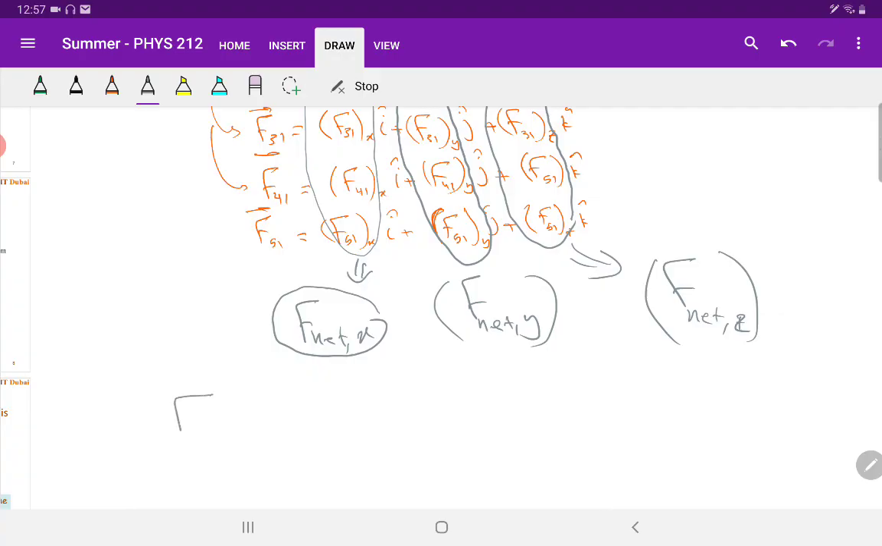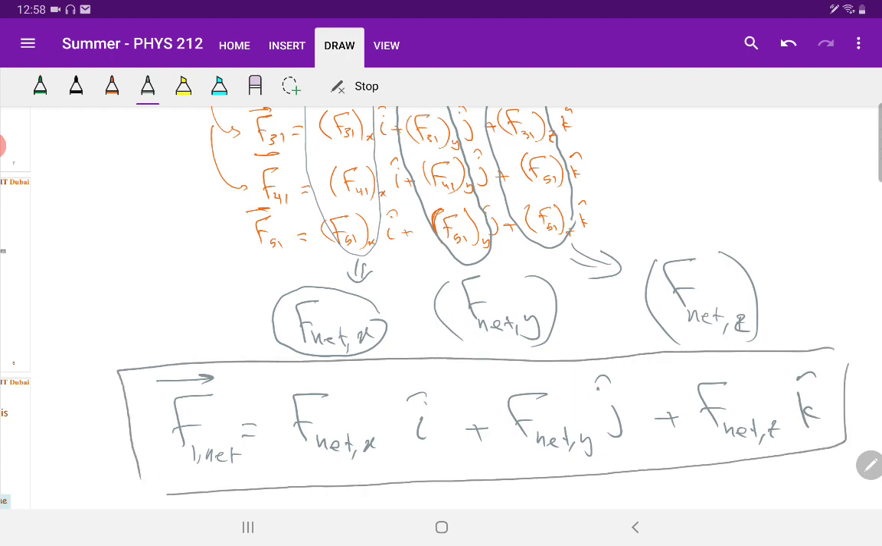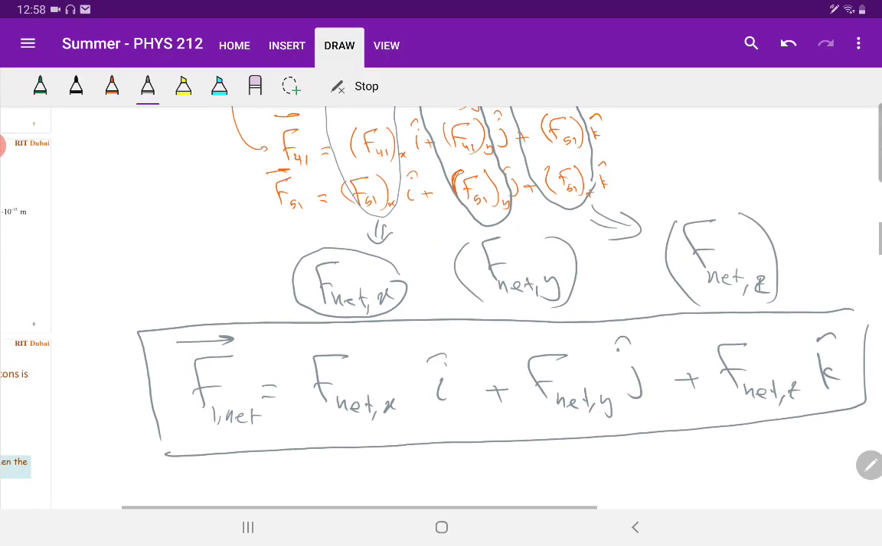So in this case, we can say that the net force F1 net, which is a vector, can be described as F net x i hat plus F net y j hat plus F net z k hat. This is how we describe the net force, and this is very, very important.